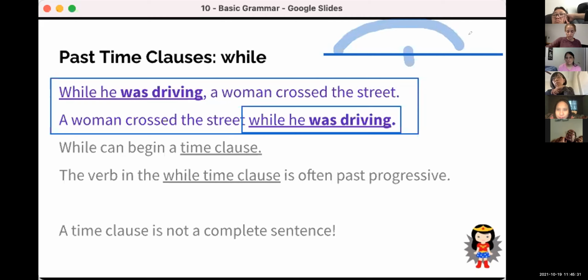Lisa, in the first line, we have used a comma. Before the comma, is it a full line? Is it a clause or not a clause? So the part of the sentence that uses while is the clause, and the clause is not a sentence. When the clause comes at the beginning of the sentence, we do use the comma. When the time clause is at the end of the sentence, there is no comma because while shows us that it is the time clause.